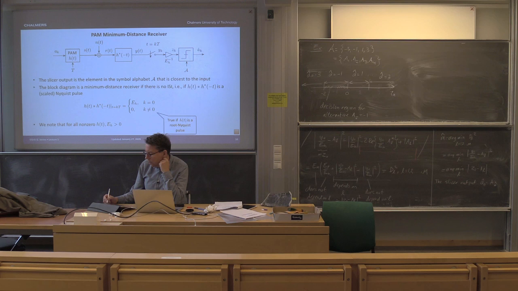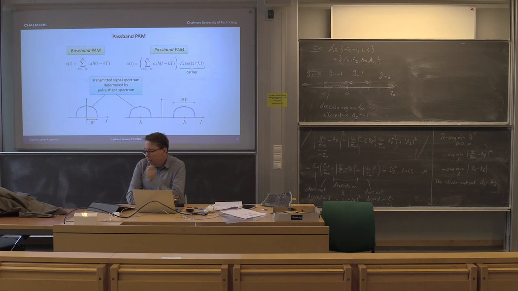No? Okay, so then we have passband PAM and baseband PAM. So what is the meaning of these two words? This is what we've been talking about for the longest time now. This is a baseband PAM process. Baseband basically means that H, if we take the Fourier transform of that, is centered around 0. This is sometimes called the baseband, and it has a certain bandwidth W.